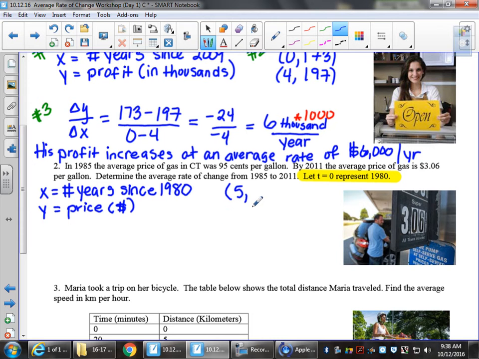What's the price in 1985? 95 cents. How do I write that as a decimal? 9.5? No, 0.95. Good conversations. So 5 comma 0.95, and I need my second ordered pair. Who's got it?